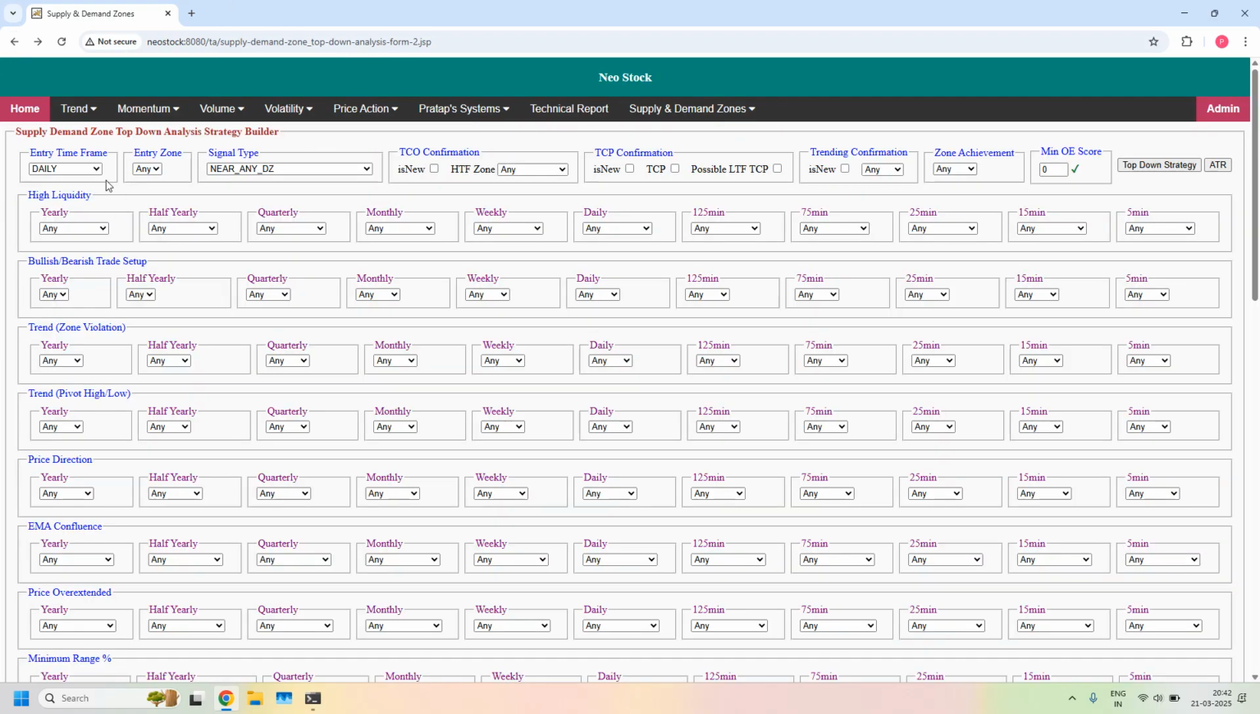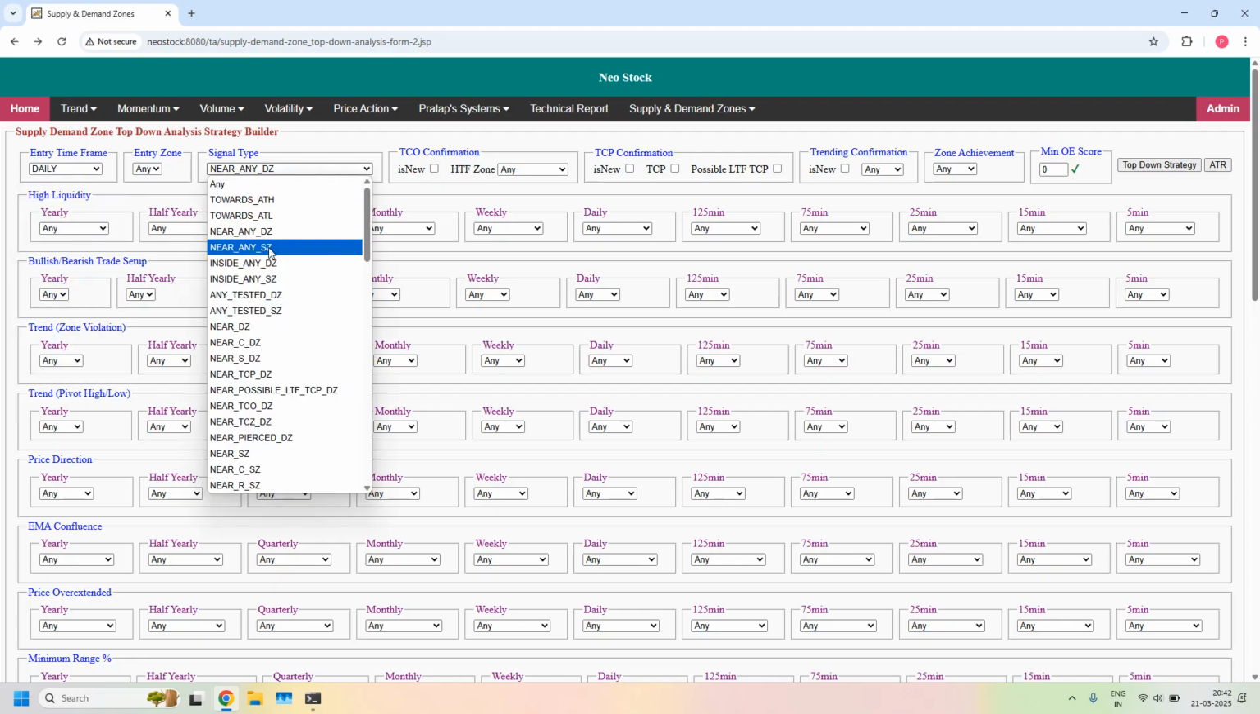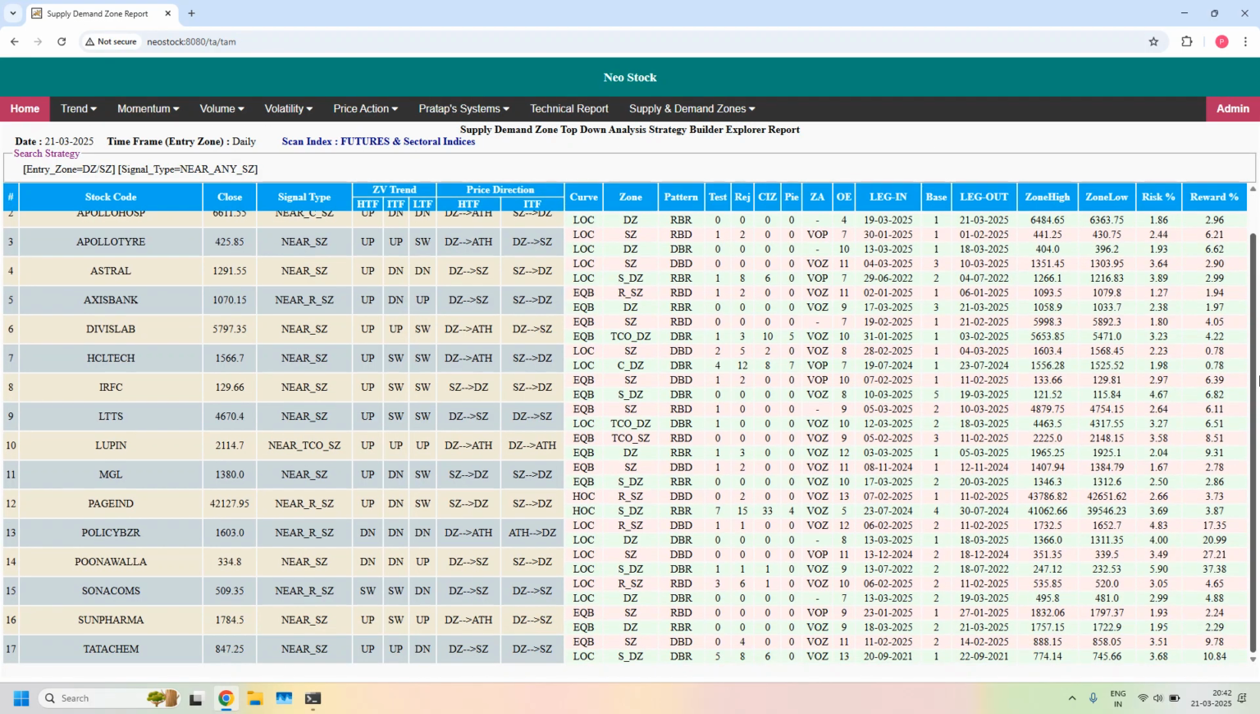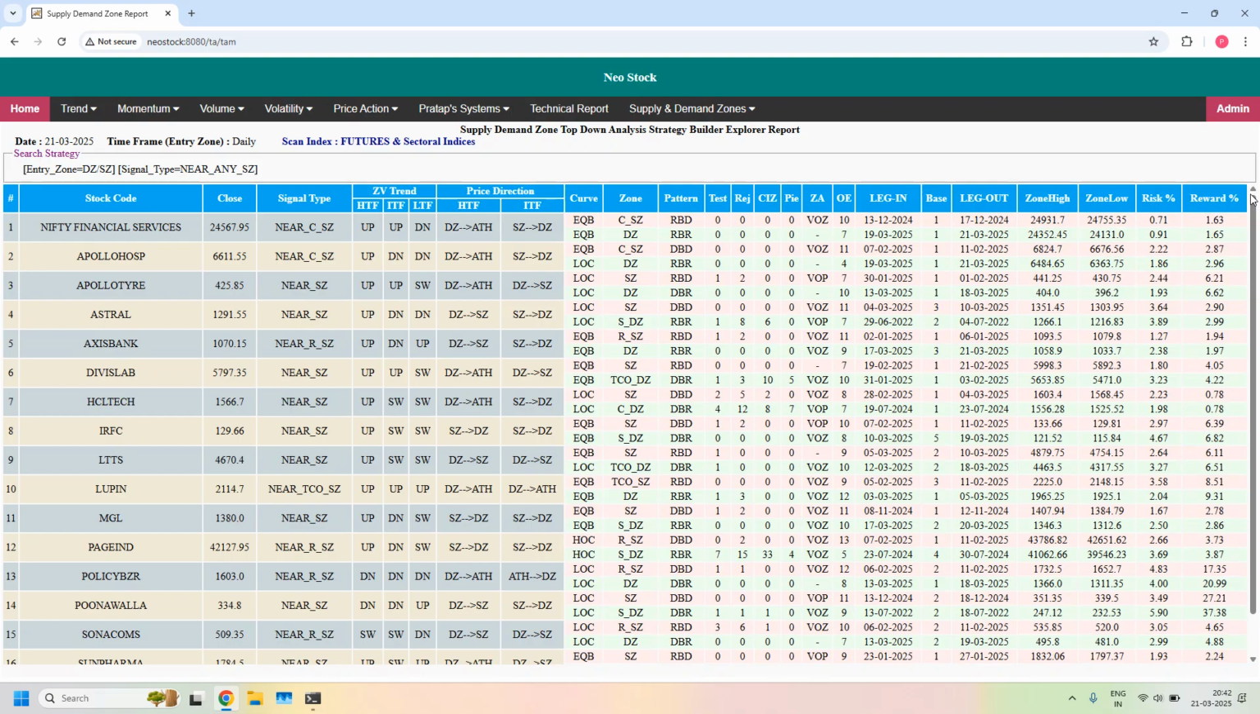Okay, next, for daily time frame, let us find the stocks near to the daily supply zone. We got 17 stocks. Out of these 17, how many are having a high liquidity daily supply zone? Let us find, we can use them for our HLQ zone strategy. Nifty Financial Services is having a daily high liquidity supply zone and it is listed in F&O. So it is valid for F&O trading.